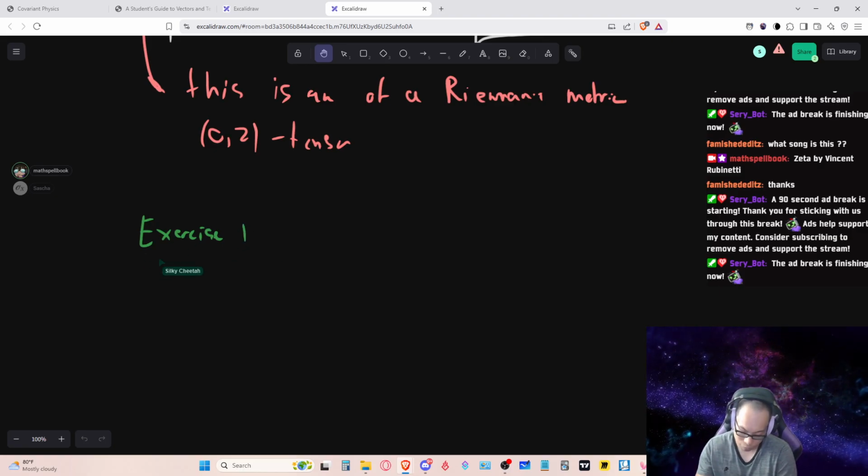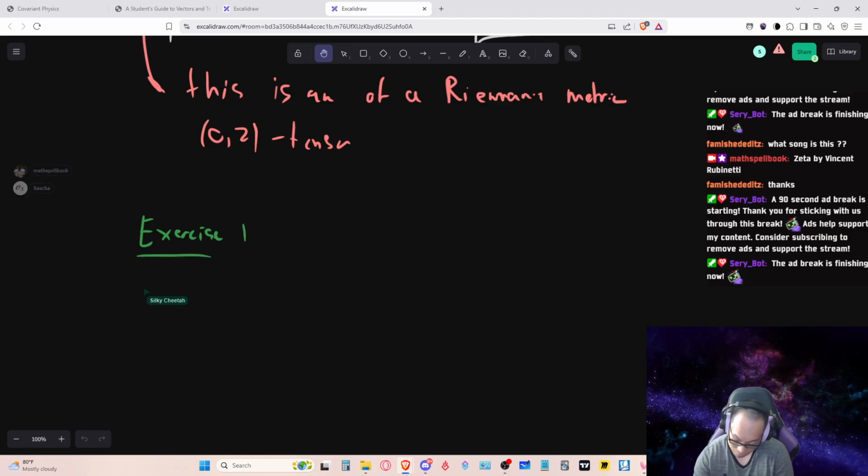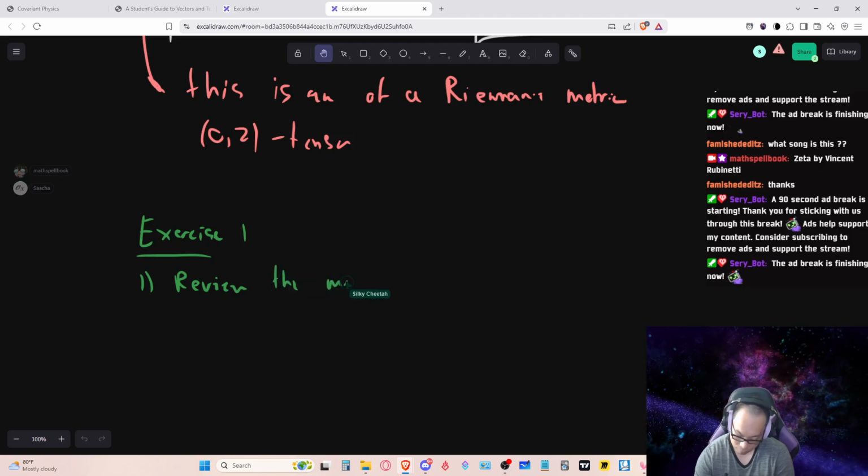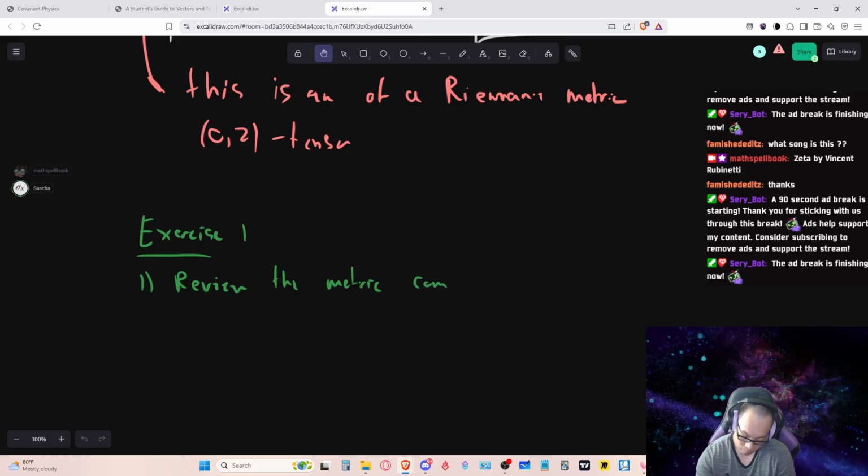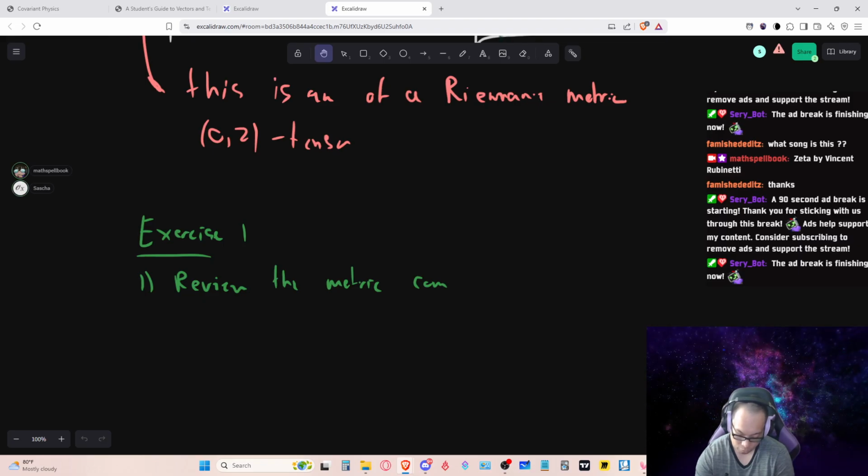Luckily, I have a notebook in front of me, so I can write this down. I would like you first to review the metric computation in polar coordinates. What do you mean by computation? The way we were able to express the metric in terms of e_r and e_theta. Oh, okay. So basically the metric of polar coordinates, from polar to Cartesian coordinates? Yeah, I want you to review that.